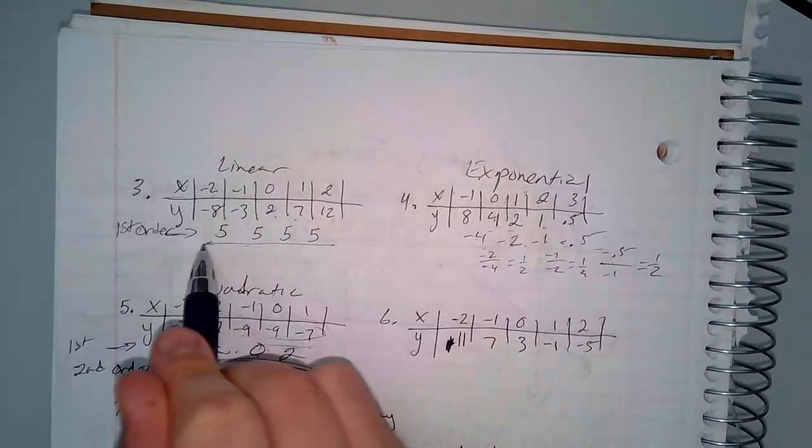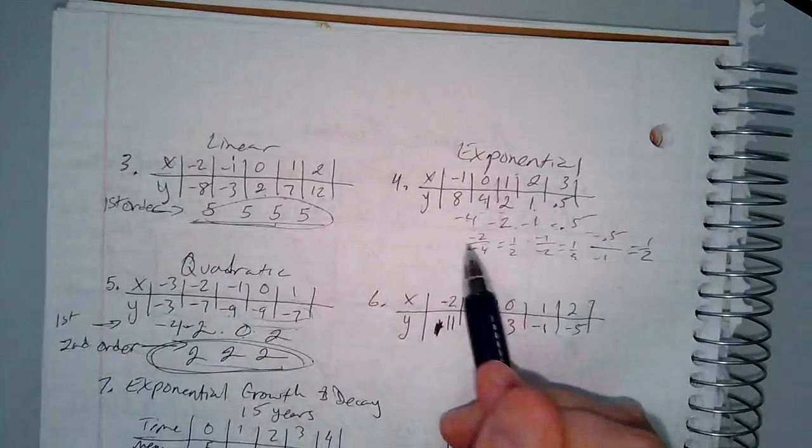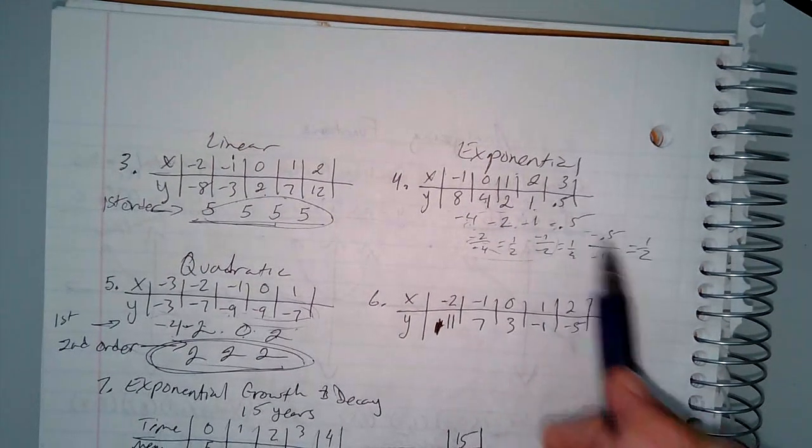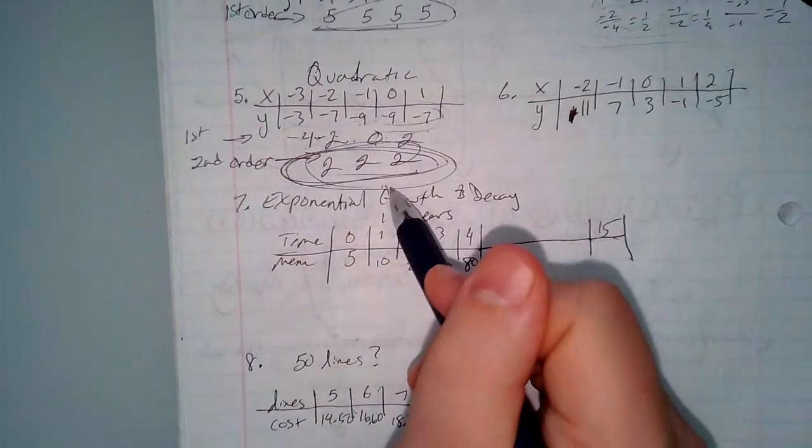Okay, so first order is all the same, must be linear. All the same ratios, if I divide them, right, then I will get exponential. And if the second order is all the same, I will get quadratic.